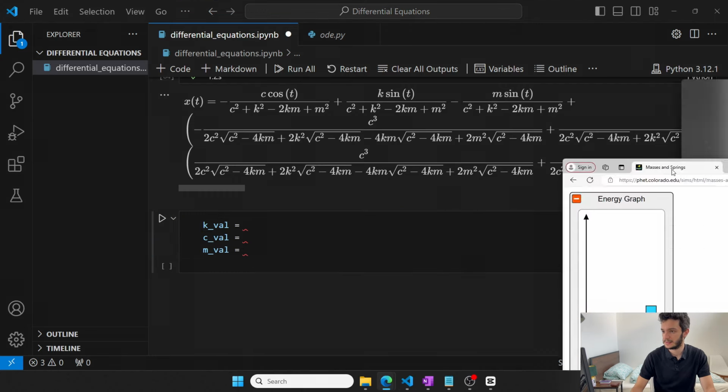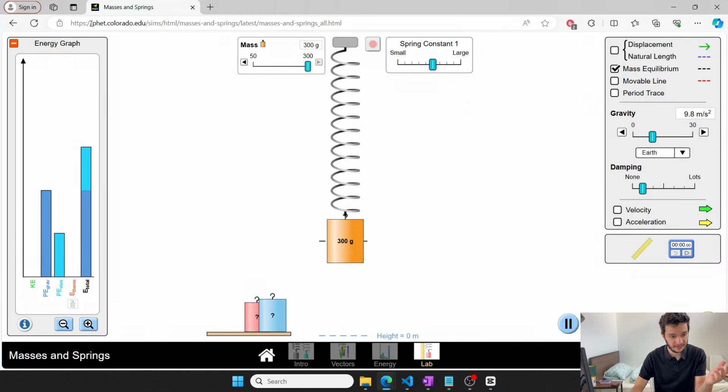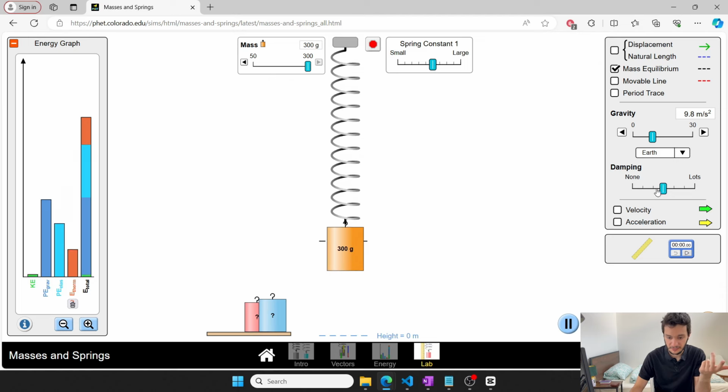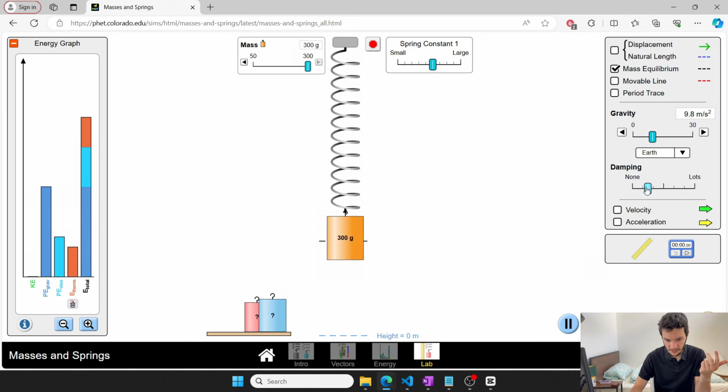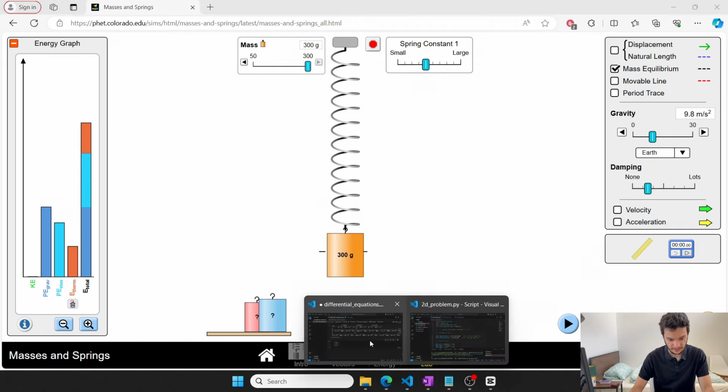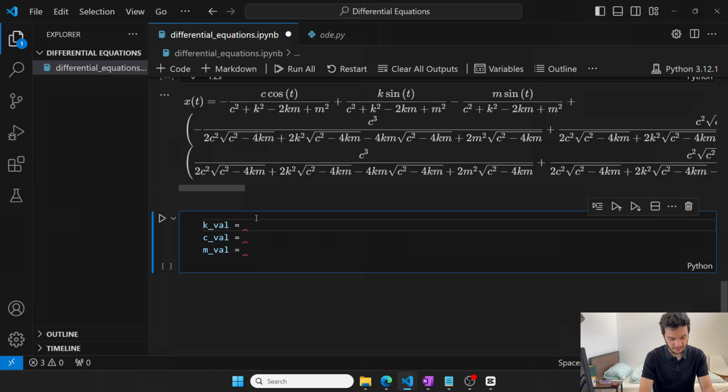For example, we have this example right here, which is a site called phet.colorado.edu, where you can view simulations of a damped mass spring system. You can play around with it. But let's say we have a mass of 300 grams and a spring constant; we'll just set it ourselves. So let's say we have a spring constant of 20 newtons per meter. We have a c_val of 1, in SI, the International System, and an m_val of 0.3, standing for 300 grams.